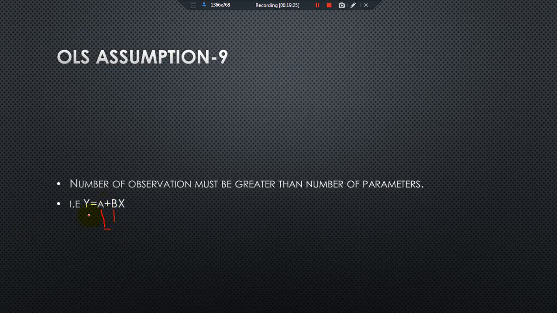So keep in mind that we cannot run any regression analysis if our parameters are greater than our number of observations. Like if you have a model y is equal to alpha plus beta 1 x1 plus beta 2 x2 plus beta 3 x3, then here you need at least 5 observations for this multiple linear regression analysis. So we have to put an error term or residual.